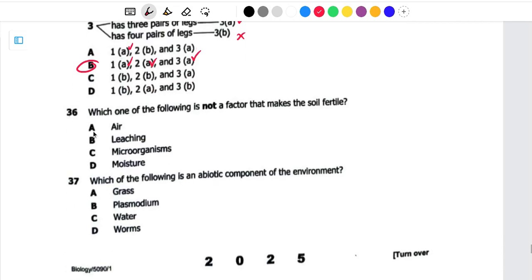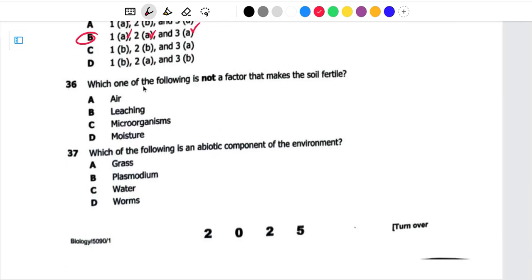Then question 36 is saying which of the following is not a factor that makes the soil fertile? So we have leaching. Leaching is more like the removal of nitrate from the soil through the dissolving of nitrate in water. Then microorganisms like worms, these add fertility to the soil. Then moisture, it can also add fertility to the soil, but air is not going to add fertility to the soil.